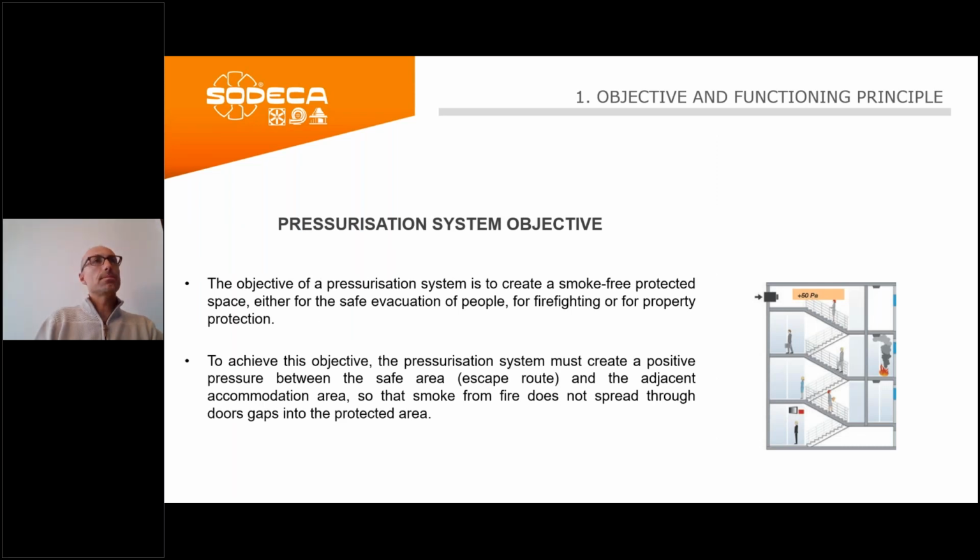Well, the objective of a pressurization system is to create a smoke-free protected space, either for the safe evacuation of people, for firefighting, or for property protection. To achieve this objective, the pressurization system must create a positive pressure between the safe area, the escape route, typically the stairwell, and the adjacent accommodation area, so that smoke from fire does not spread through door gaps into the protected area.